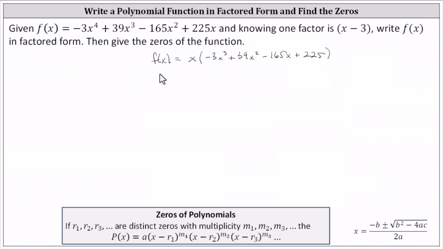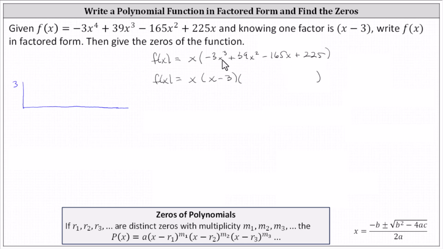So now we can write the polynomial function in the form of f of x equals x times the quantity x minus 3 times some remaining degree 2 or quadratic factor. To find the remaining quadratic factor, we will now divide the degree 3 factor by x minus 3 using synthetic division. Recall when dividing by x minus 3, we use the zero of positive 3, and then we list the coefficients of the polynomial. And again, we're dividing the degree 3 factor by x minus 3, not the original polynomial.